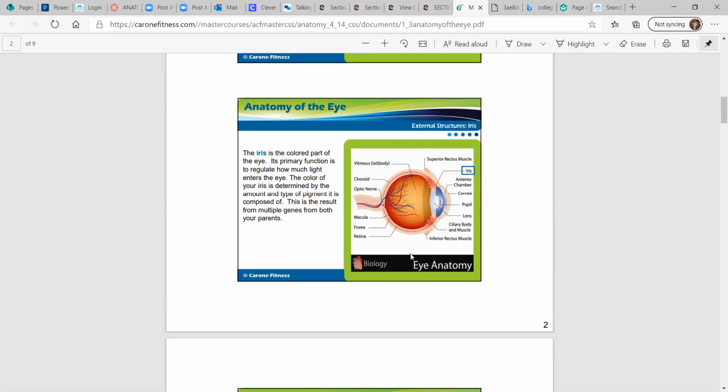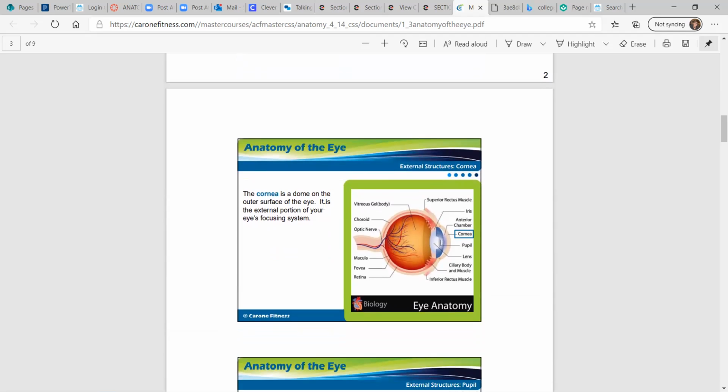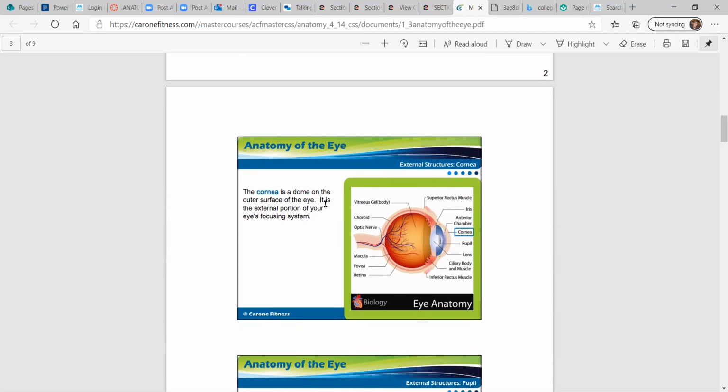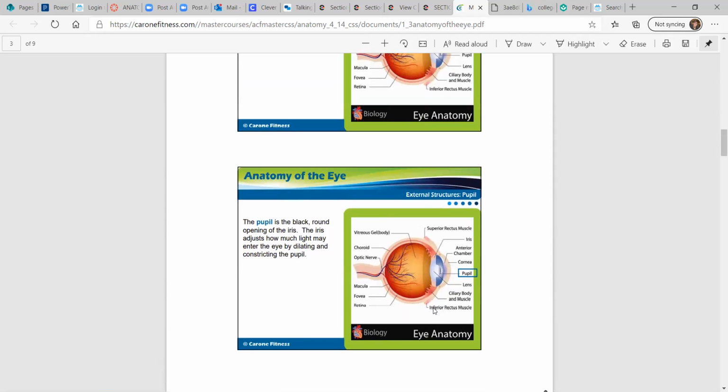This is the result of parents' genes mixing, and that determines whether your eye colors are of the dominant variety or the recessive. The cornea is the dome on the outer surface of the eye. It's the external portion of your eye's focusing system. So while your iris regulates the amount of light, your cornea focuses your eye on whatever you're trying to see.